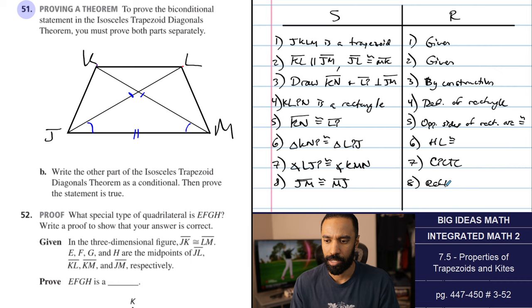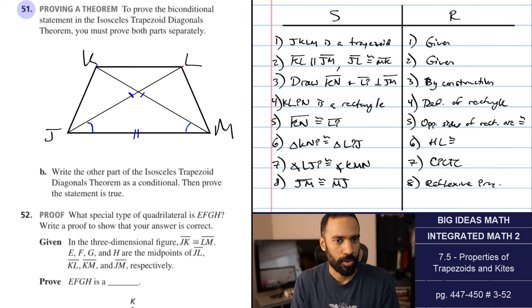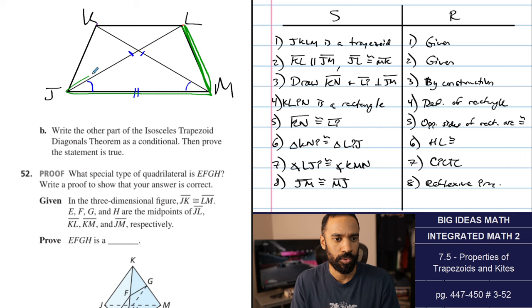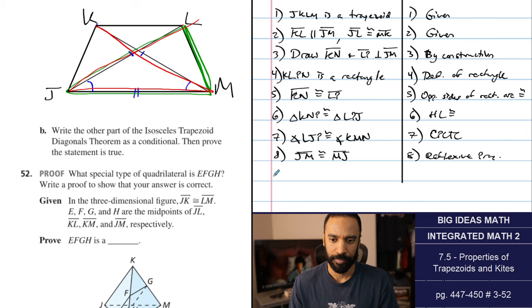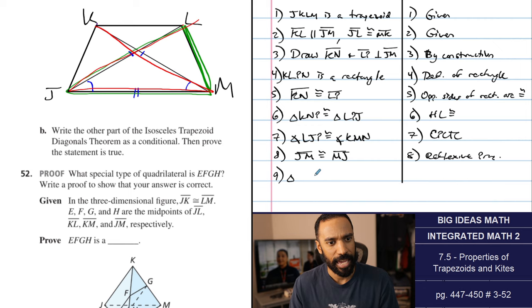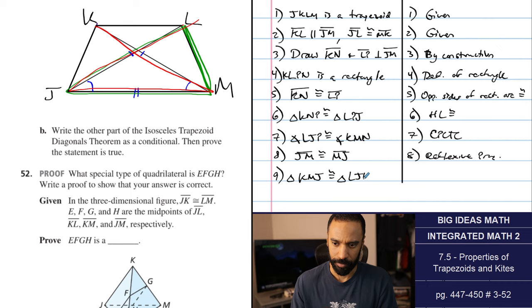Now I have these two triangles congruent, which are the important ones, because I need to show that it's isosceles. I need to show that that one now is congruent to this guy here. Now I'm going to have side angle side. So now, that took a little bit of work. I'm sure there was another way I could have done that. So triangle KMJ is congruent to triangle LJM by side angle side.